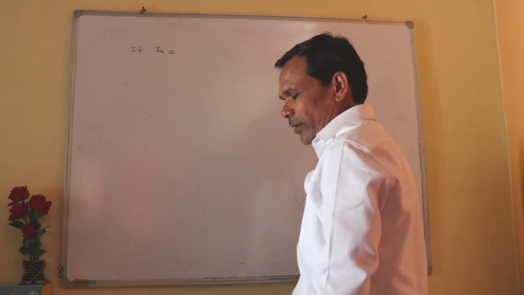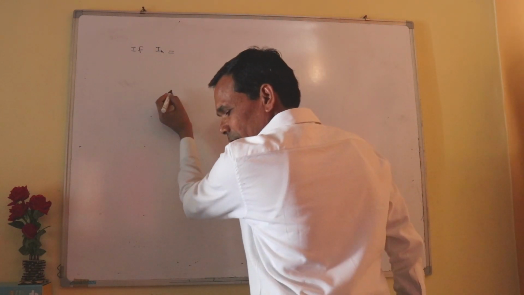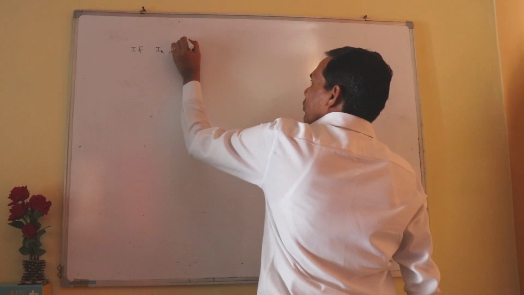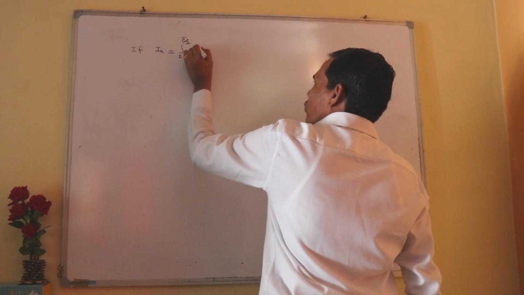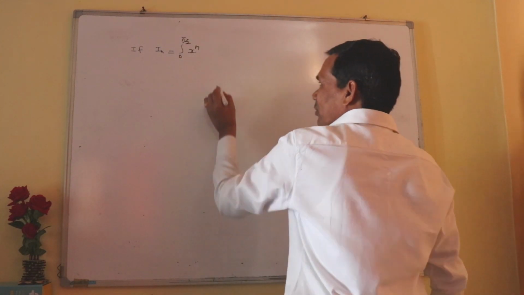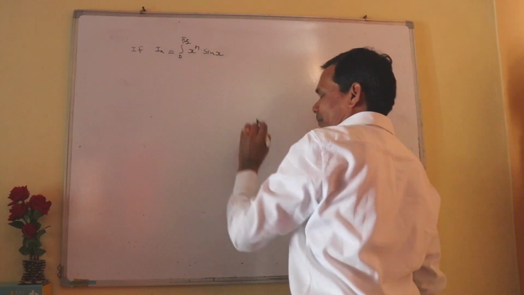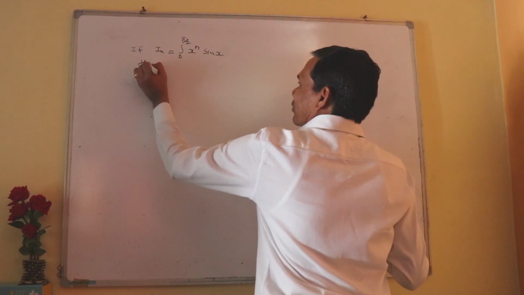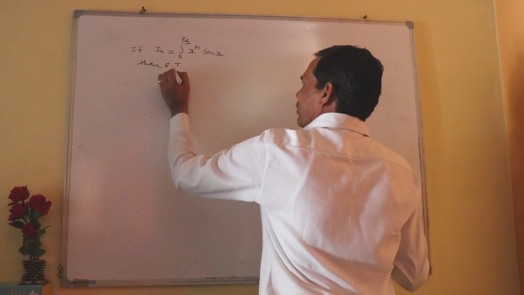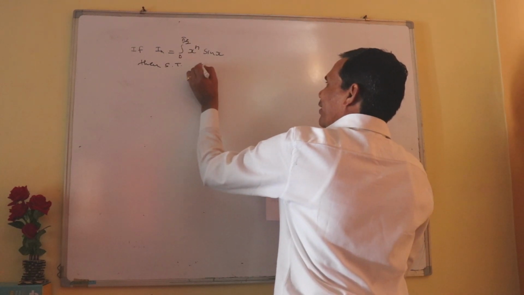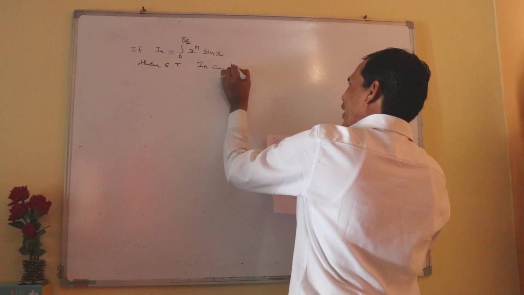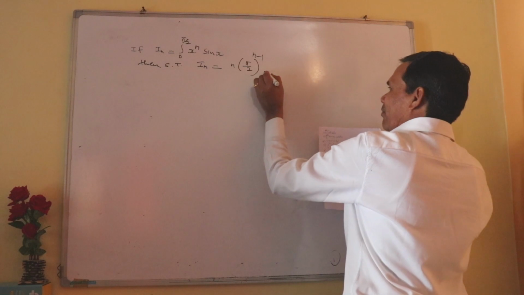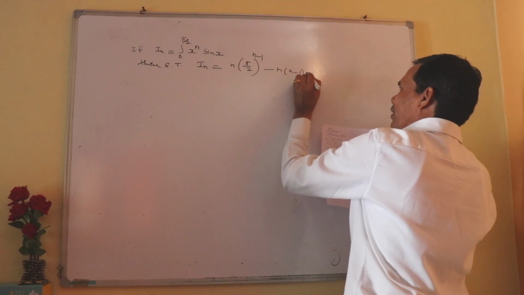10 minutes. Okay. If In is equal to the integral 0 to pi by 2 of x raised to n sin x, then show that In is equal to n pi by 2 bracket raised to n minus 1 minus n minus 1 In minus 2.